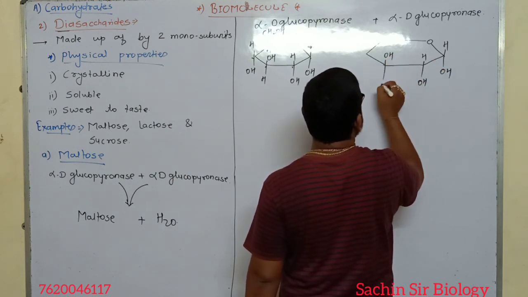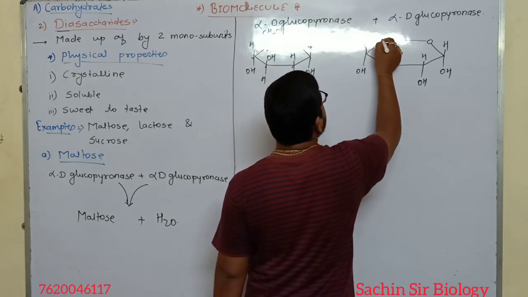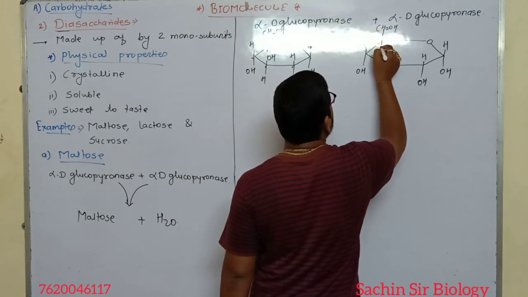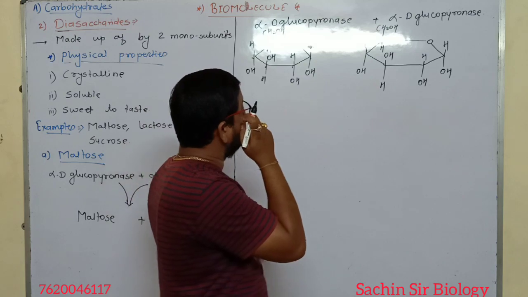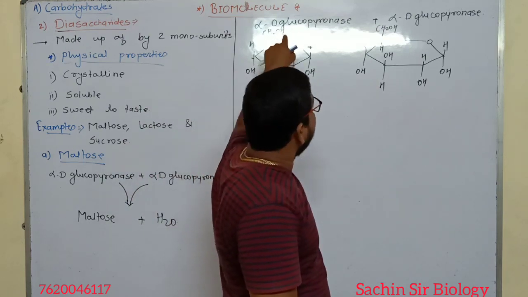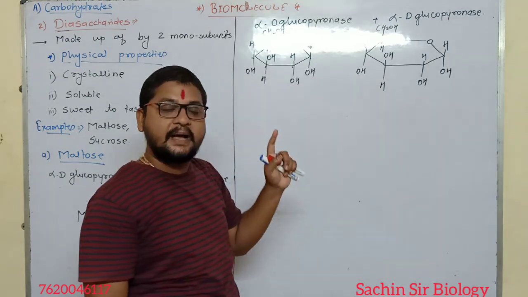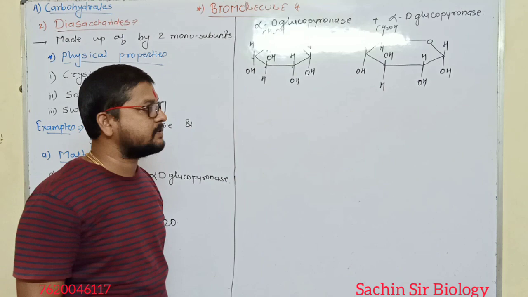Yes, that is the hydroxyl group. This is the 6th carbon, you know very well, that is CH2OH. Understand? In this way, this is the ring structure of alpha D glucopyranose, or it is also called alpha D glucose.